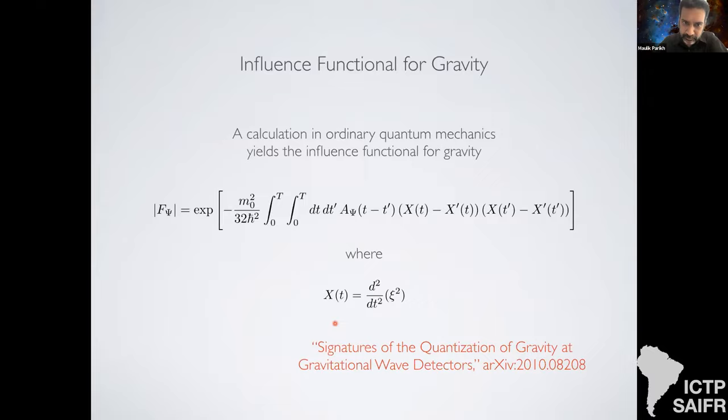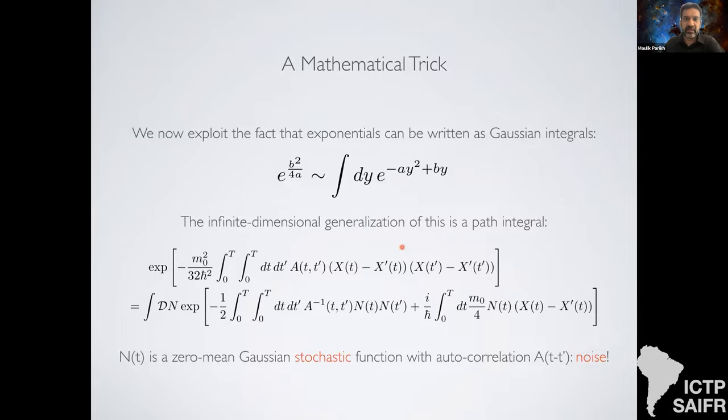And when we do that, we get, for the magnitude of the influence functional, this sort of expression, where capital X here is the second derivative of the square of the position. But what I wanna point out here is that this is the exponential with a minus sign of something that's quadratic in X. So it's itself a kind of Gaussian looking object. And then we can use a mathematical trick. We call it the Feynman-Vernon trick, but in the literature, it's called the Hubbard-Stratonovich transform. And it basically says that if you have any expression that looks like that, you can imagine that that's the result of doing a Gaussian integral.